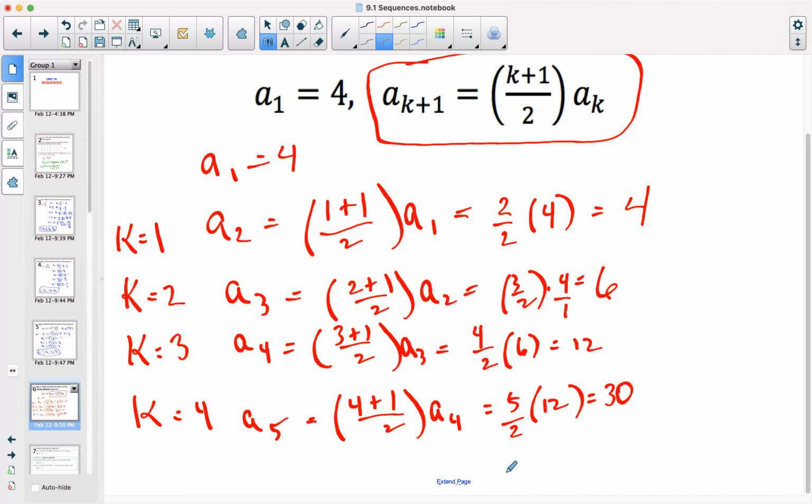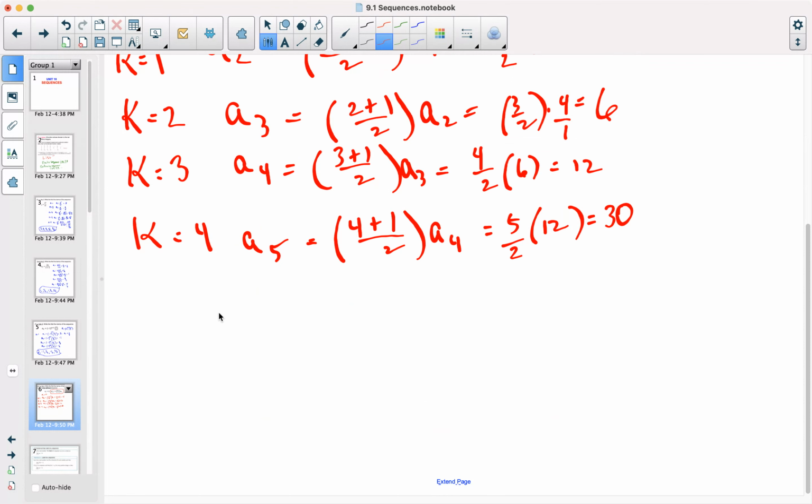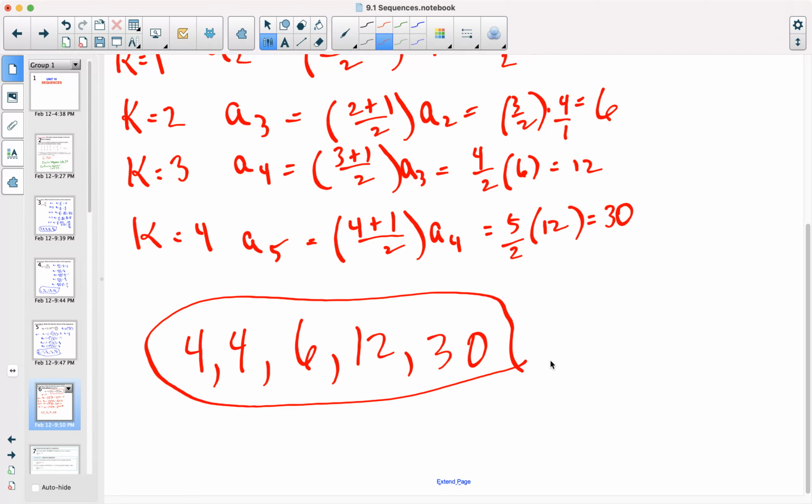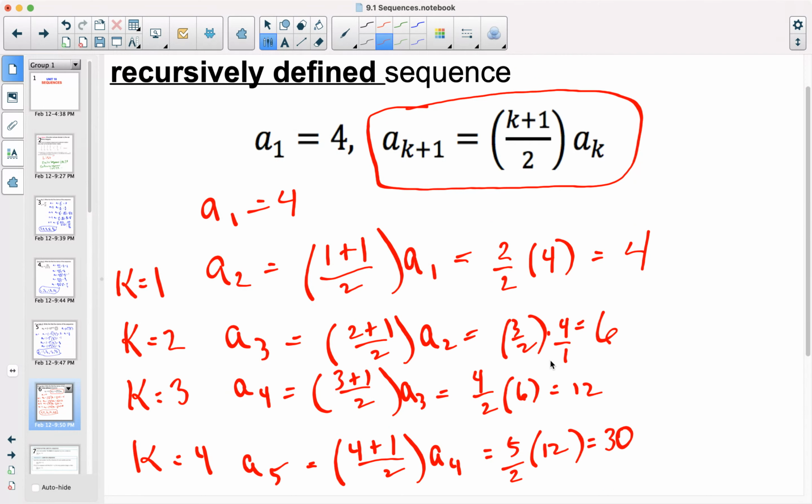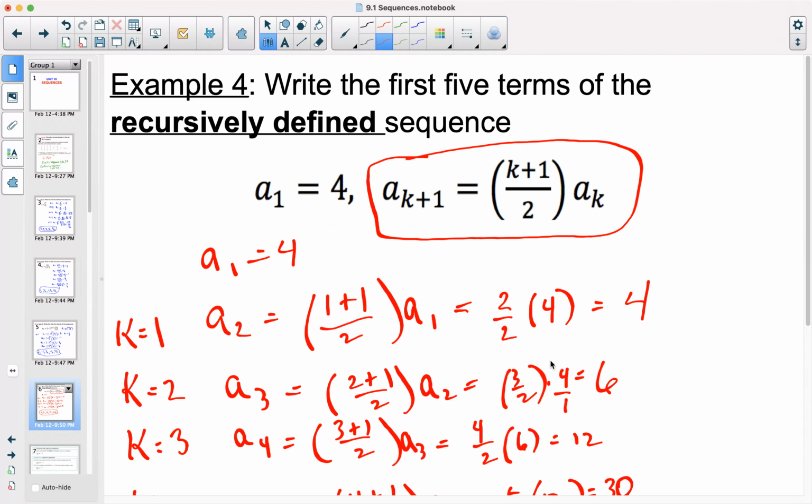So here are our first 5 terms of our recursively defined sequence. They are 4, 4, 6, 12, and 30.